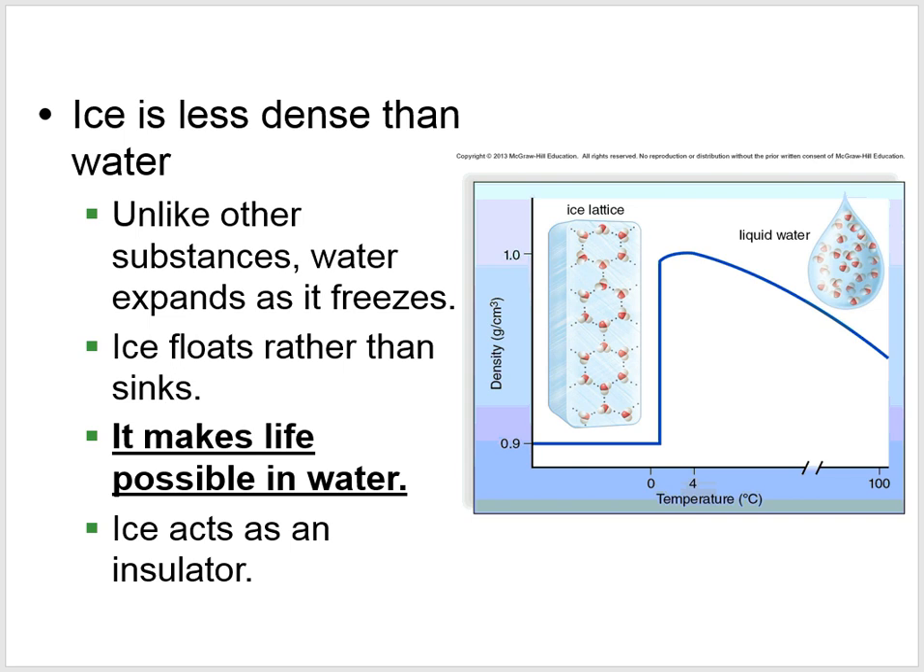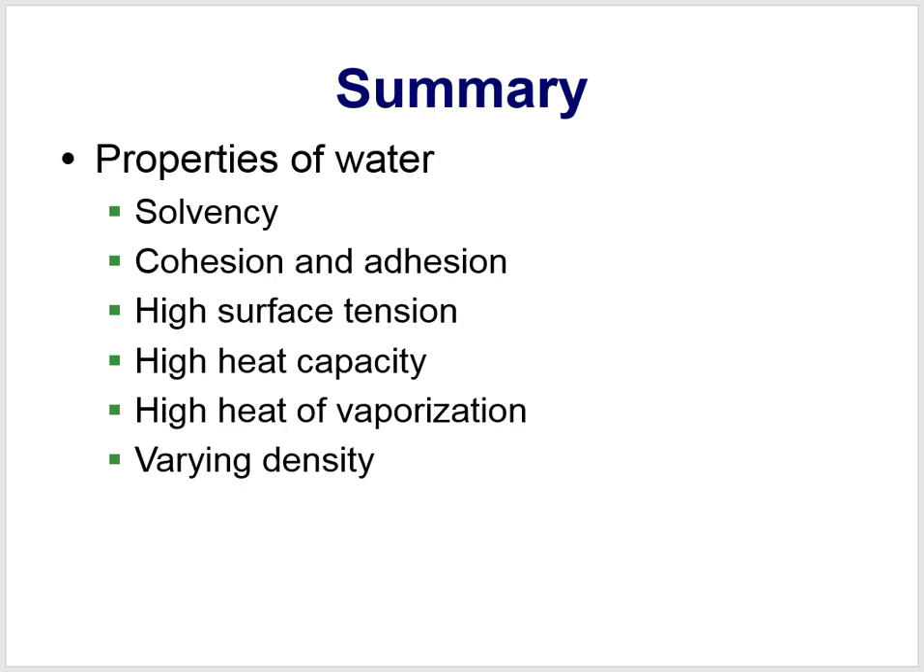That means that the water underneath ice stays liquid, and it makes it possible for life to live under the ice. Imagine how different the world would be if ice was actually denser than water, which would mean that basically every time freezing happened, ice would sink to the bottom and would make it impossible for life to be sustained within frozen bodies of water. So here's a summary slide. If I was in your position, I would probably study these properties and be able to describe them and define them and why they're important for life.